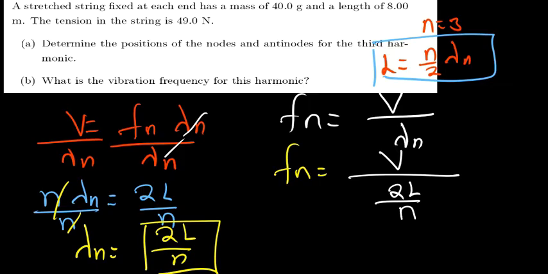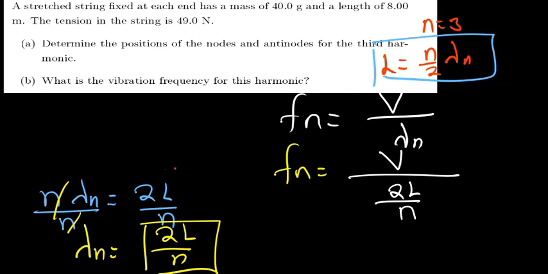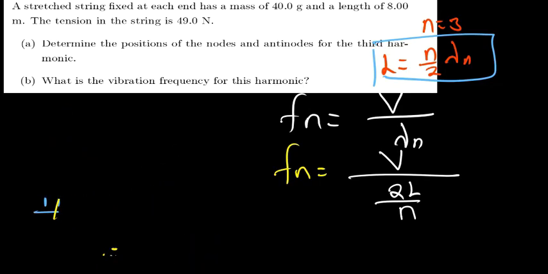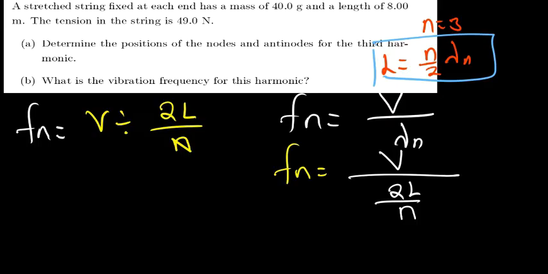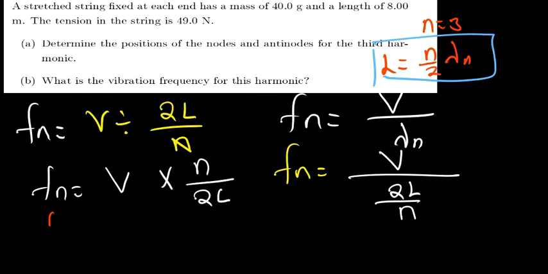So this is the same as Fn equal to V divided by 2L divided by n. If I want to change this, I'm going to put times. So V times n over 2L, meaning my Fn will be equal to n times V over 2L.